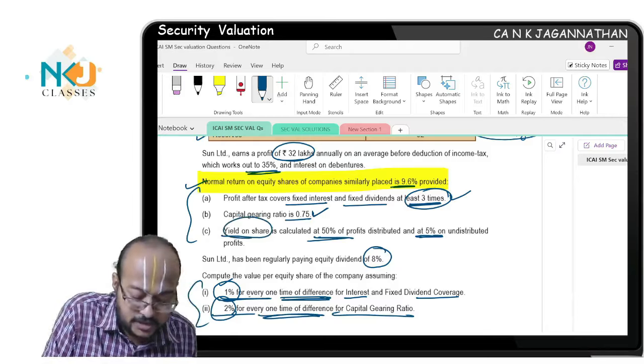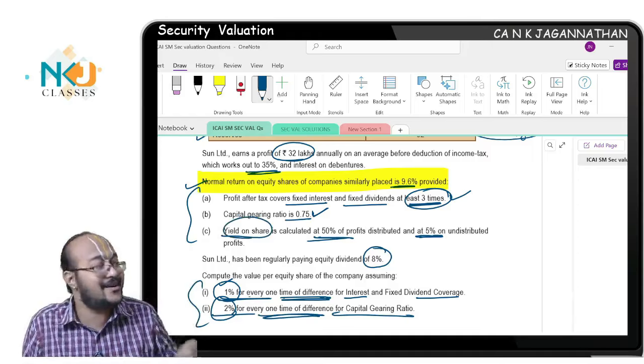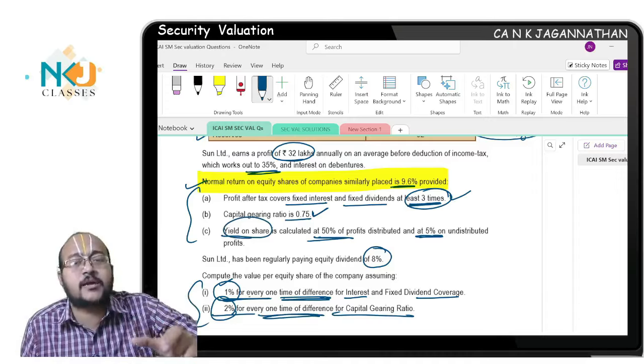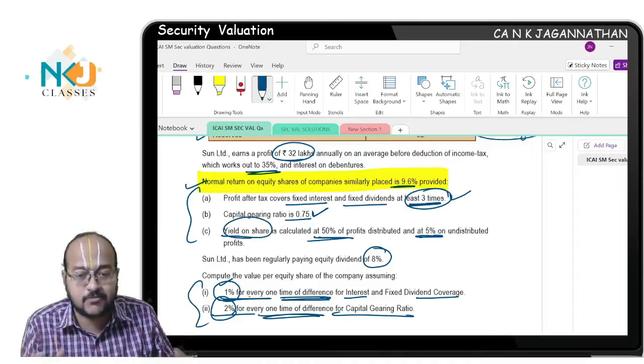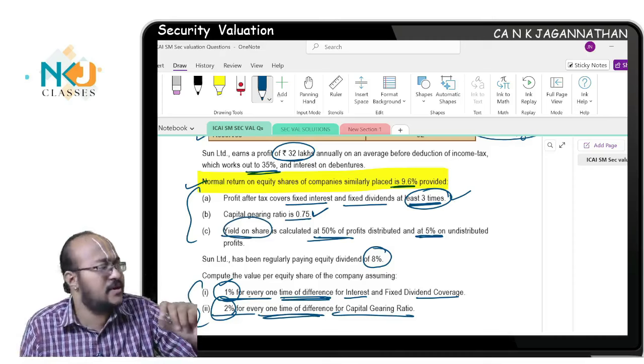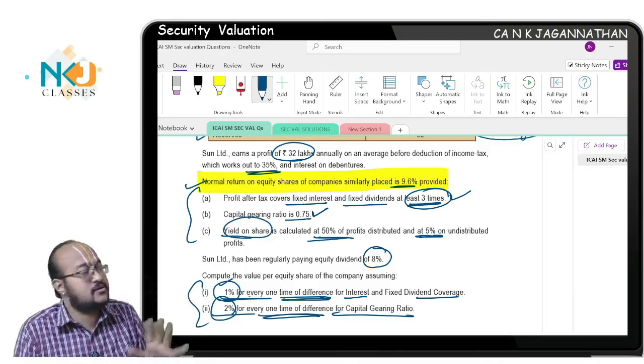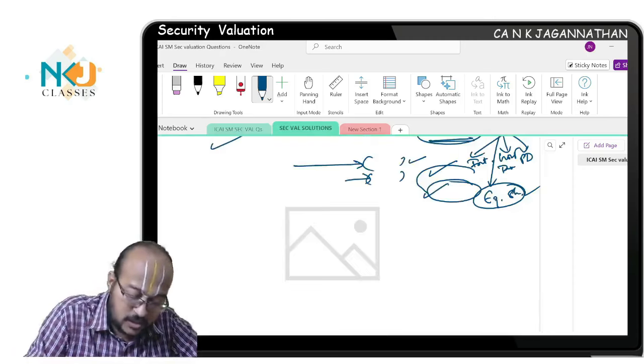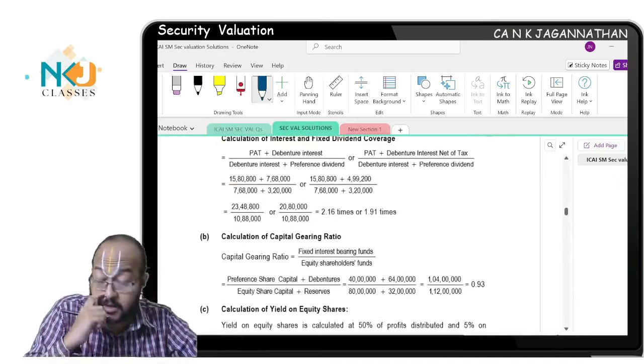And yield on share, I told you the earnings per share is nothing but yield on share, which means on an earnings per share basis. What is the yield? Yield on share is nothing but earnings per share. Both distributed earnings as well as undistributed earnings we can consider. So this is the question. Now see how they are adjusting the KE, we will see.